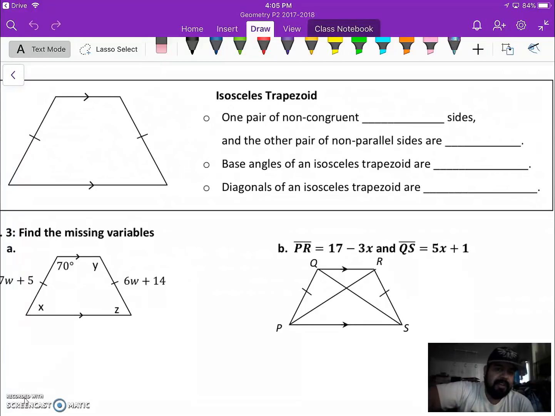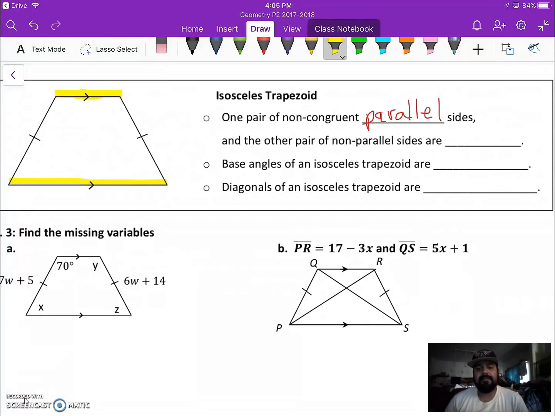So we're going to continue on with the isosceles trapezoid. First off, we have one pair of non-congruent parallel sides, which are these two right here. And then, of course, the other pair of non-parallel sides are congruent.